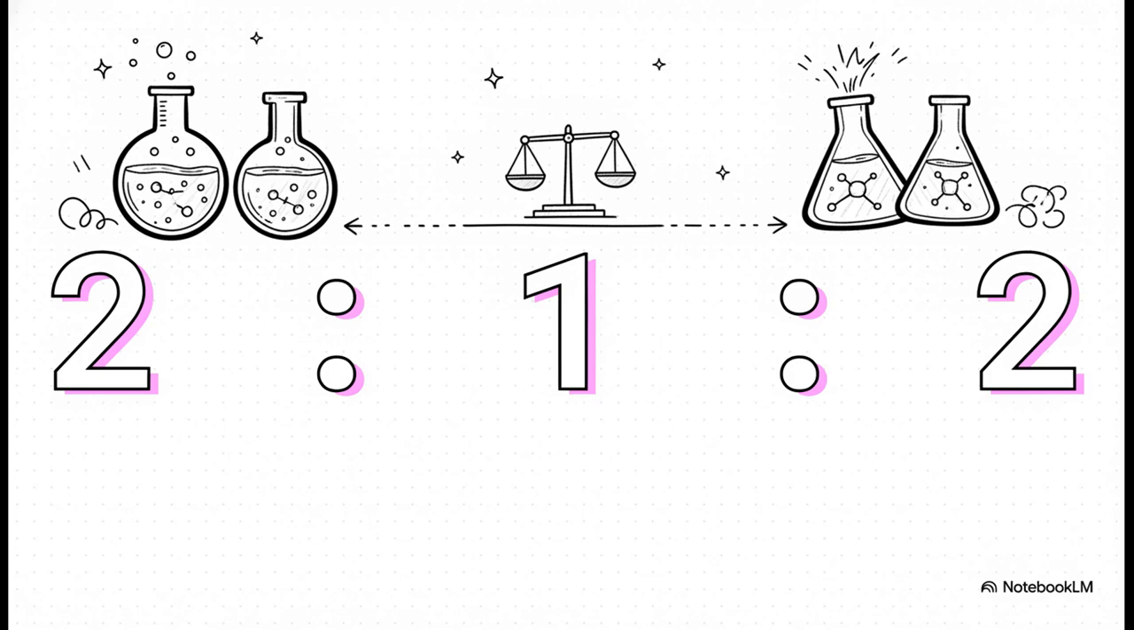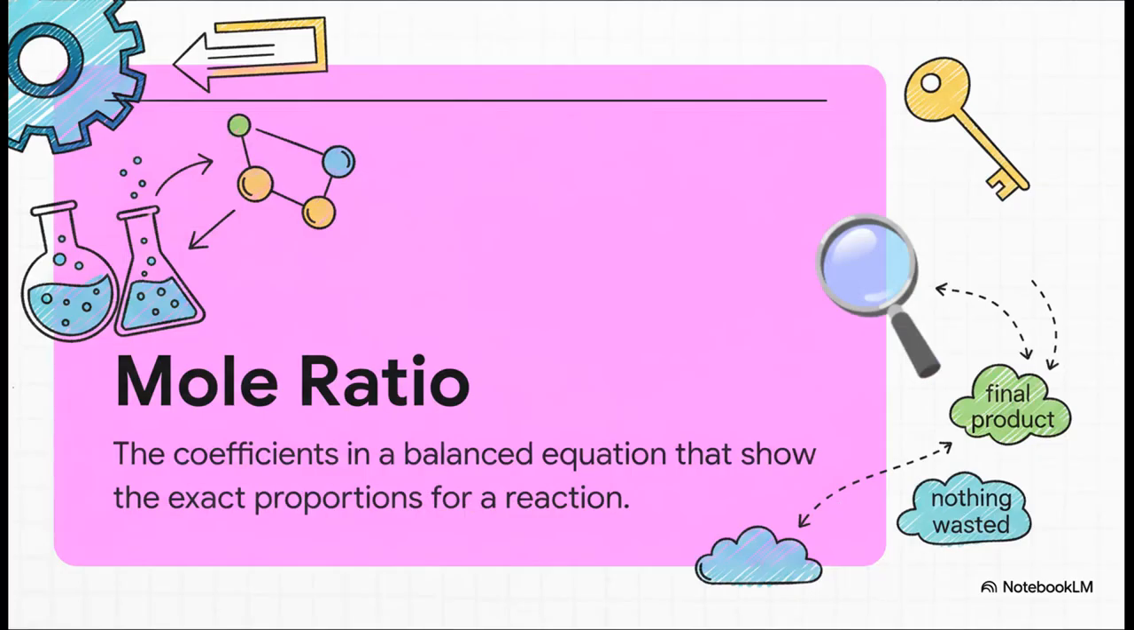This isn't just for making the numbers work. This is the recipe's secret code. This tells you the exact proportion you need. Now, in chemistry, this has a fancy name. We call it the mole ratio. And don't get hung up on the word mole. It's really just a word chemists use for a specific, really, really big number of molecules. Think of it like a dozen, but for atoms. The important thing is that this ratio is the key.